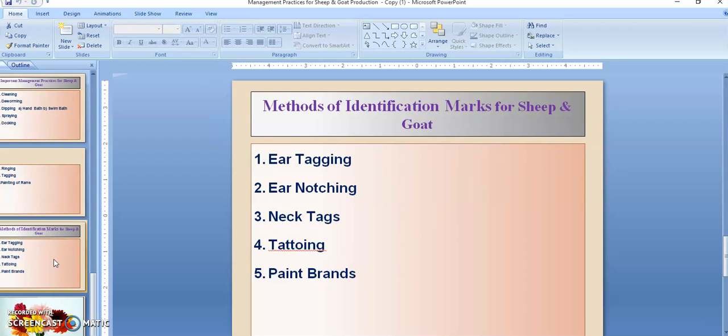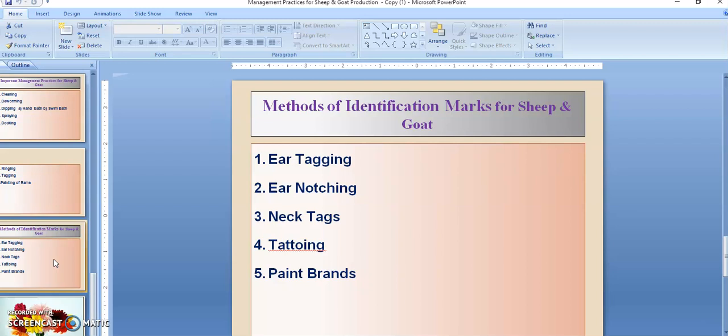So the first important method, which is most commonly called ear tagging. Basically there are 5 methods: ear tagging, ear notching, neck tags, tattooing, and pen brands. So these are basically 5 methods of identification. In ear tagging, metal tags with a combination of letters are used. This identifies the lambs or kids with their sire as well as dam.